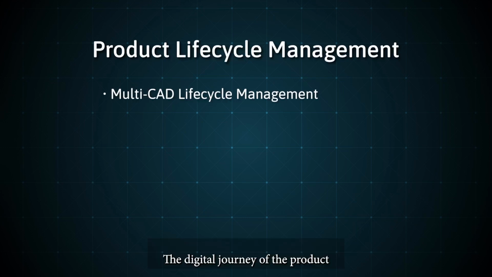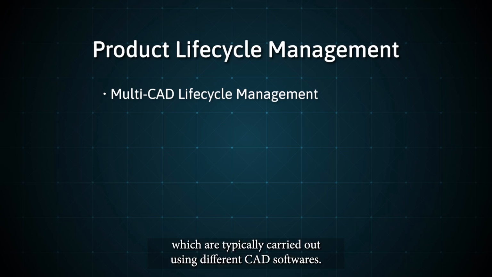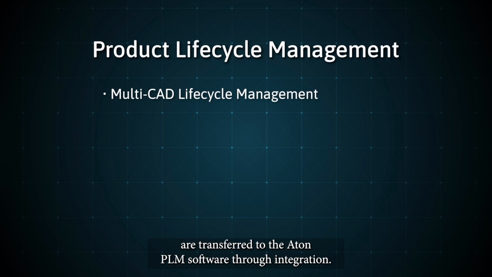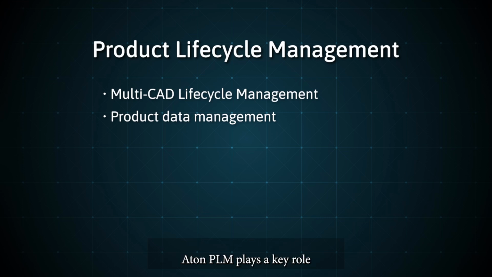The digital journey of the product begins with the concept development and design, which are typically carried out using different CAD software. The AtoN for CAD add-on integrates the product design created in CAD software into the digital thread concept. Models and data generated in design software are itemized, and their 3D models, assemblies, part lists, and drawings are transferred to the AtoN PLM software through integration. AtoN PLM plays a key role not only in the initial stages of design, but also as the primary source for managing product data throughout the product's entire lifecycle.